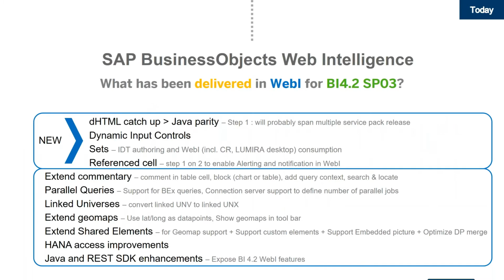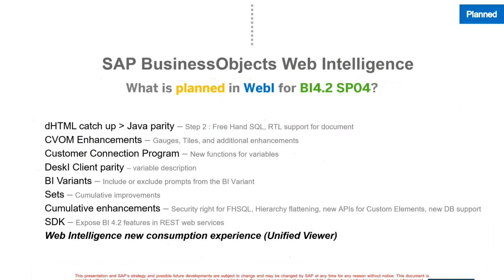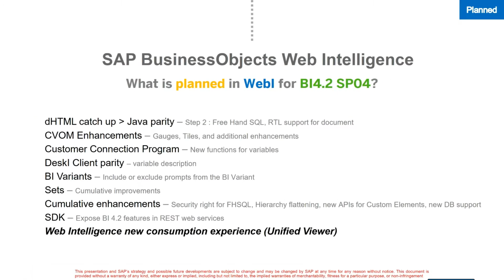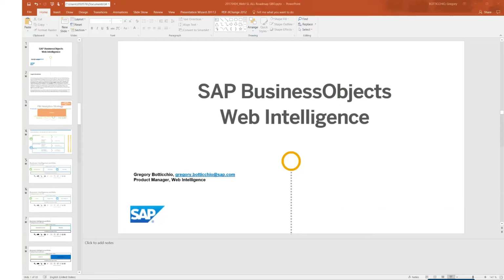For example, starting with SP3, you can stop using a Java applet and go directly with HTML. And last August, three weeks ago, we delivered Service Pack 4, where we have added new things in the area of visualization. So let's start with the first one.